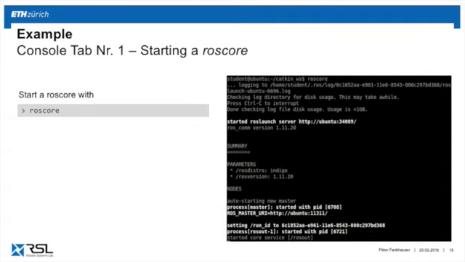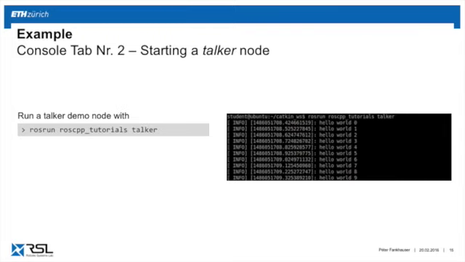Okay. Now open a tab number 2 or split the window. And in this console, we're going to run a talker node, which is already a tutorial which is pre-installed in your system. You can type in rosrun to start the node, and then roscpp_tutorials, just a package name, and then talker for the node name.